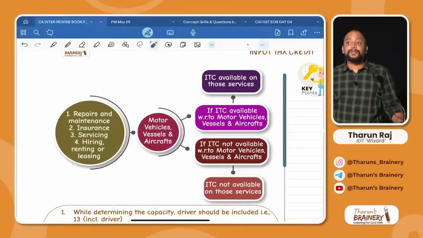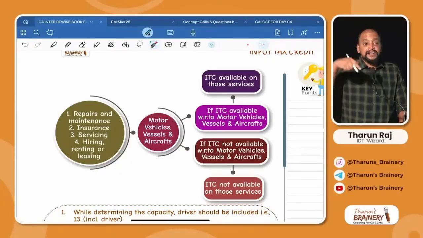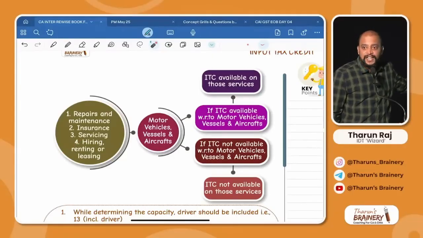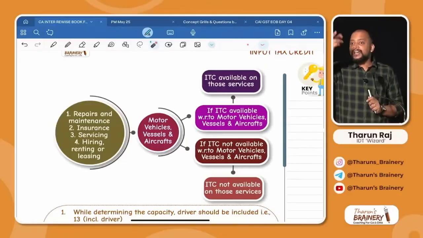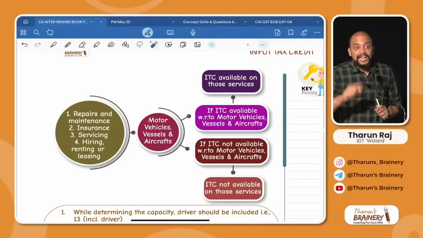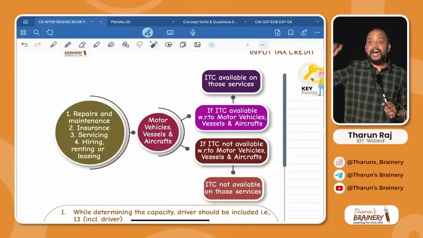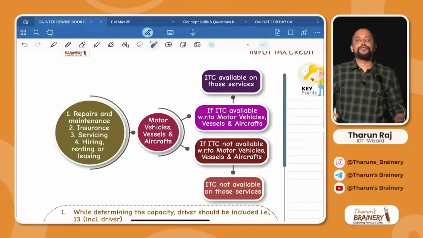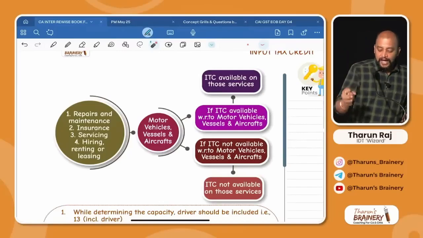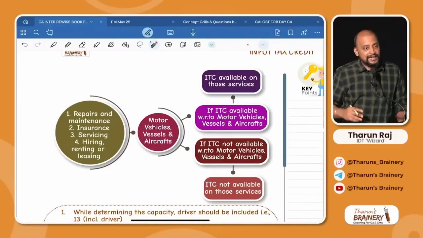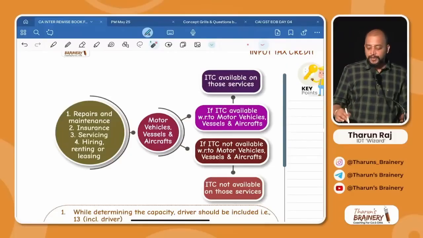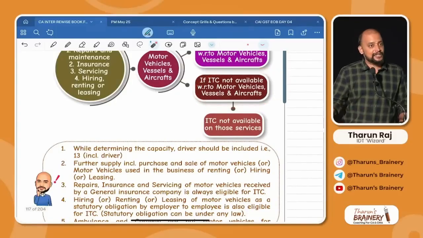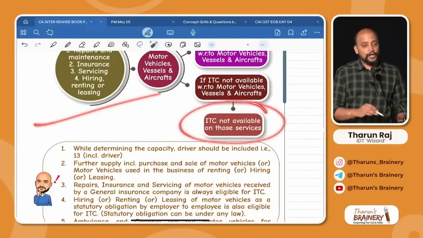As the motor vehicle purchased is not eligible for ITC, renting is also not eligible for ITC, because hiring, renting and leasing is also given as blocked credit. Are you understanding? When they buy the car for director's transportation, can they take ITC? No. So therefore when they take the car on rental also, they cannot take ITC. Understood or not? That is this 4. What are the 4 services? Repair and maintenance, insurance, servicing, hiring, renting and leasing of motor vehicles. If the motor vehicle is eligible for ITC, ITC is available on these services. If the motor vehicle purchase is not eligible for ITC, ITC is not available on those services.